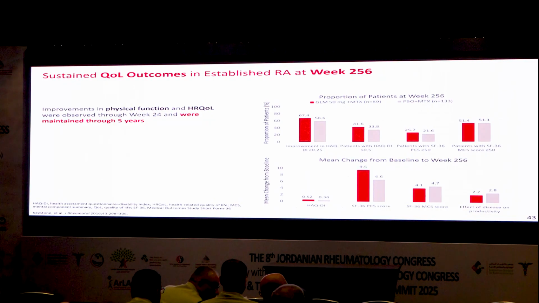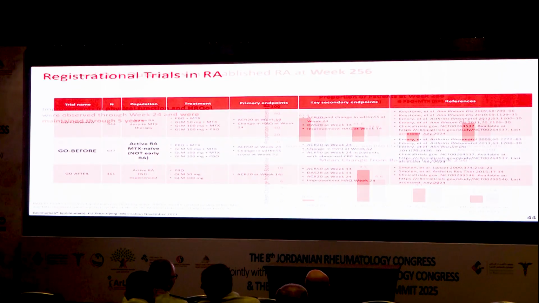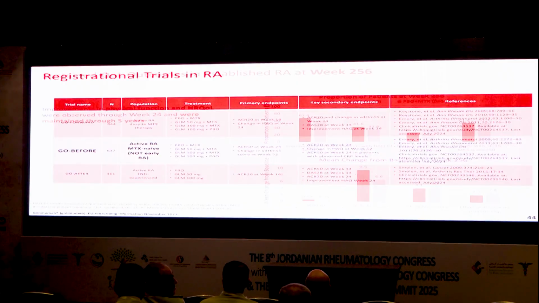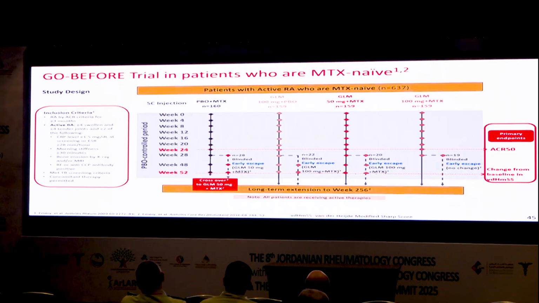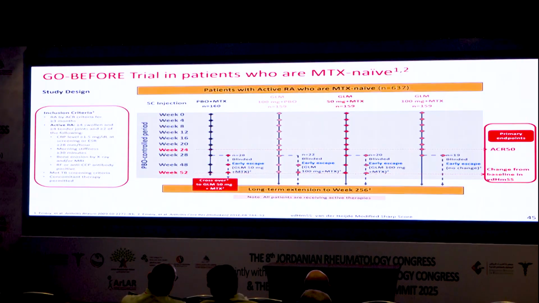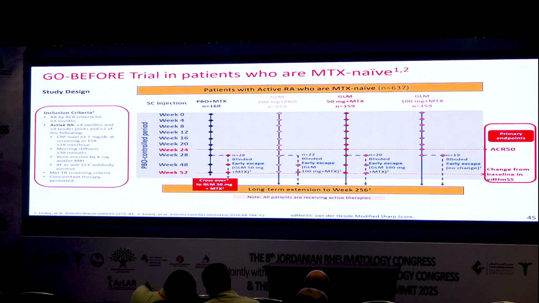Coming to the next study, which is GO-BEFORE, the patients were those with active rheumatoid arthritis who were methotrexate naive. It included 637 patients with rheumatoid arthritis distributed through 4 arms. The first arm is placebo with methotrexate, the second arm was golimumab 100 milligrams with placebo, the third one is golimumab 50 milligrams with methotrexate, and the last one is golimumab 100 milligrams with methotrexate.